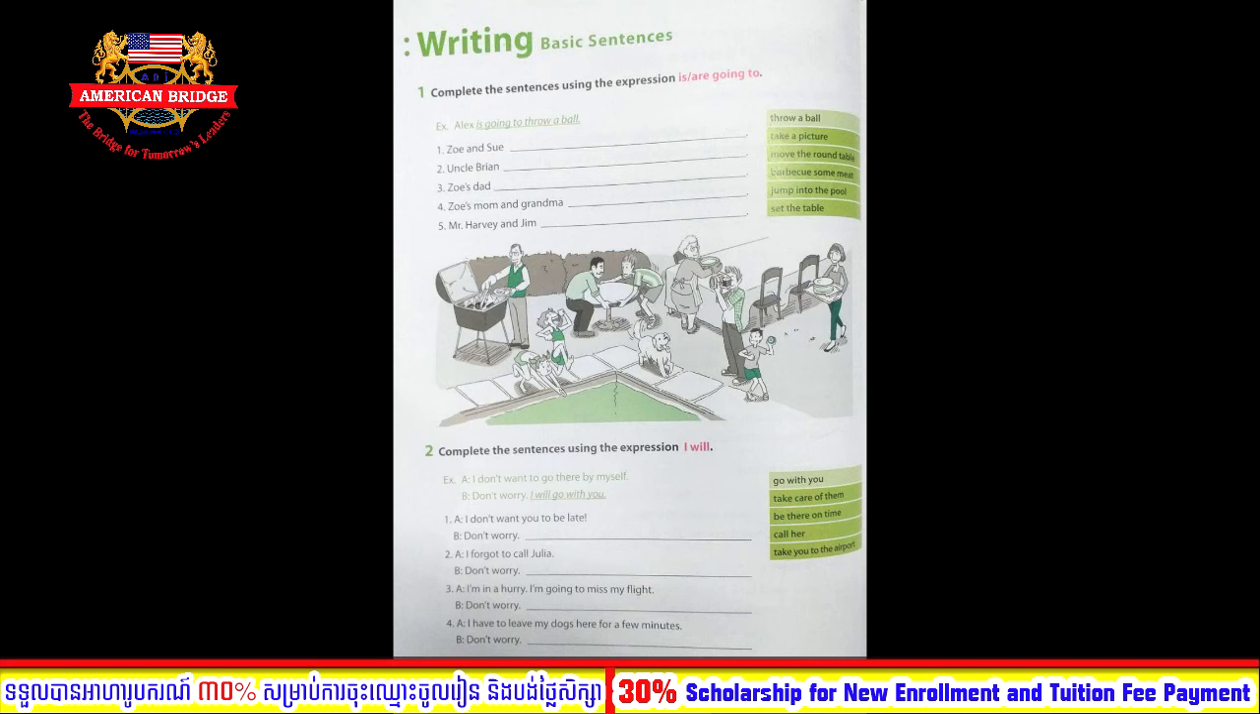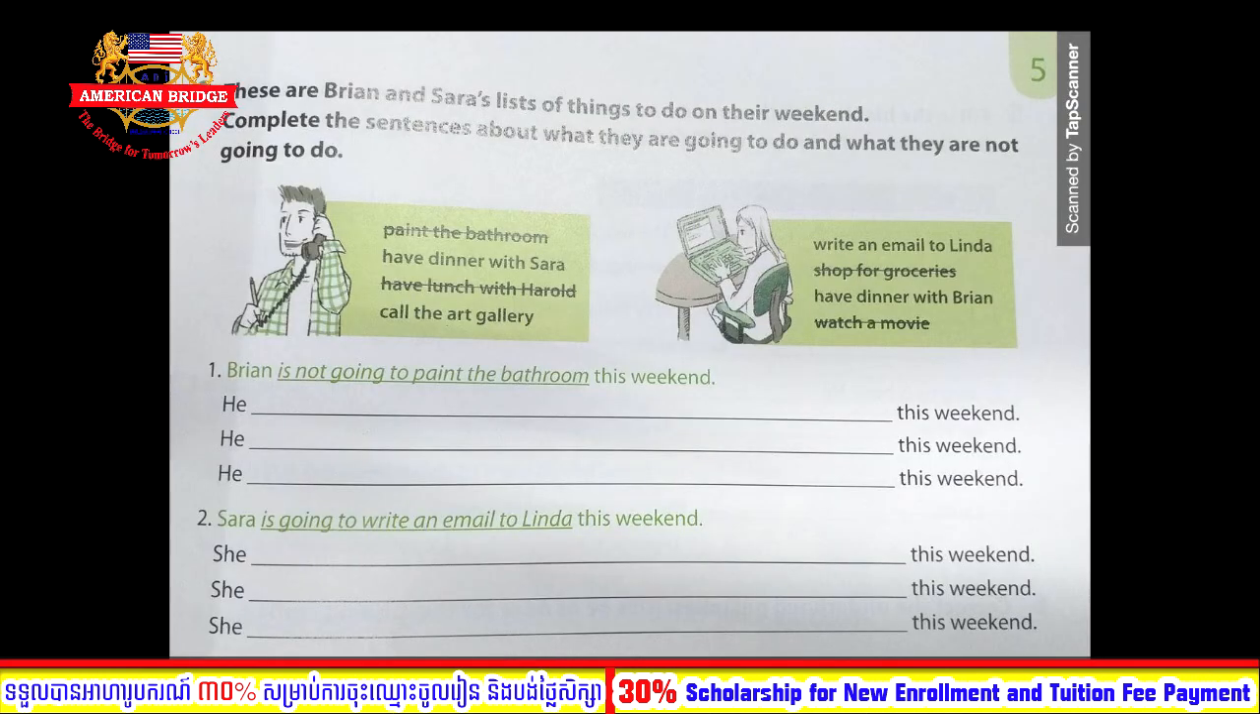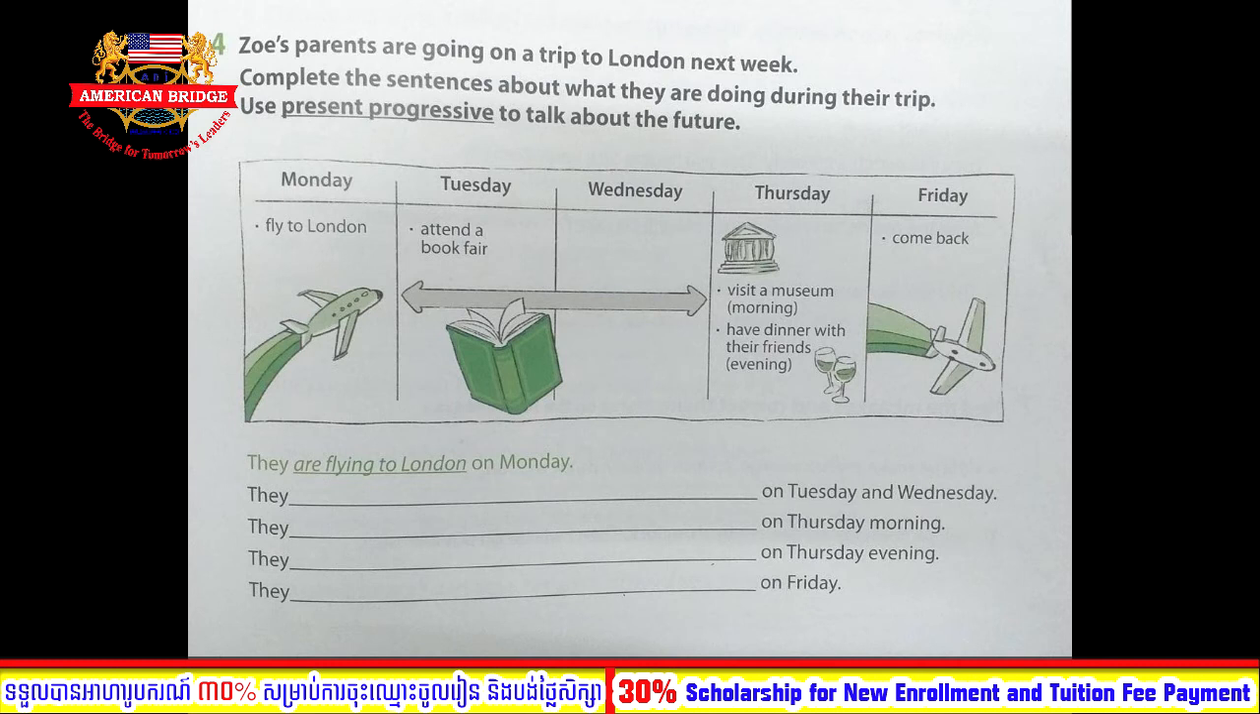All right. So you need to complete the sentences using the expressions with is or are going to. So you have all the words in the green box. And then you need to complete the sentences. And then also you need to complete the sentences using the expression I will. You remember that? Then yesterday we were doing exercises about Sarah and Brian's list of things to do on their weekend. I hope you have already done that. Okay? It's either part of your homework or part of your classwork. Alright, so let's move on quickly for today's class because it's Friday, so we don't need to go too long.